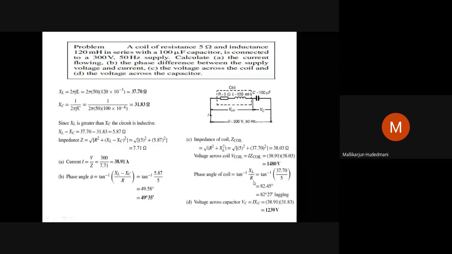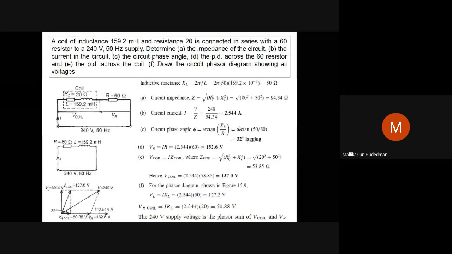Then I can do it very easily. What is VC? I into XC. So again, you watch here. VL is so much, VC is so much, applied voltage is 300. How can it work? It is the vectorial sum, not the direct sum of the values. This way, your confidence level should increase in solving the problems. Okay, let us move to another problem.